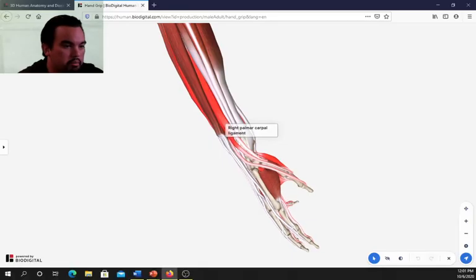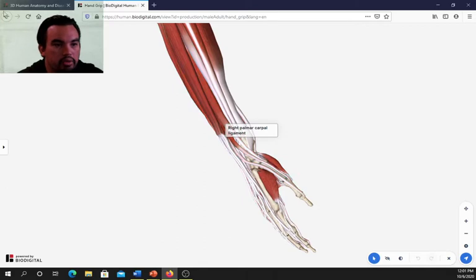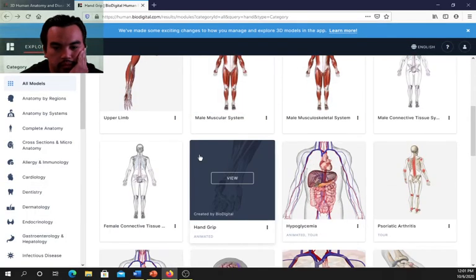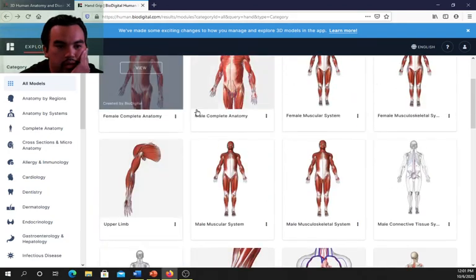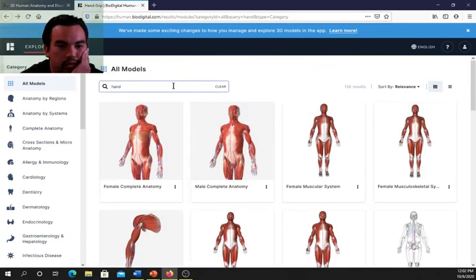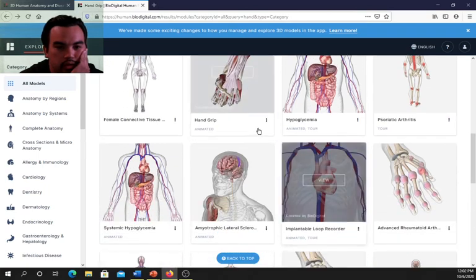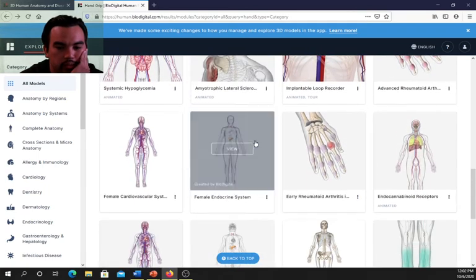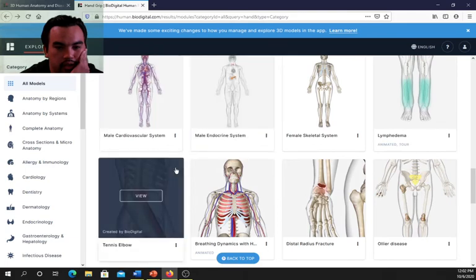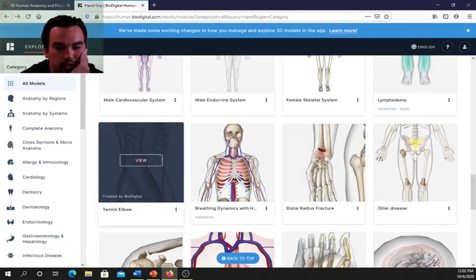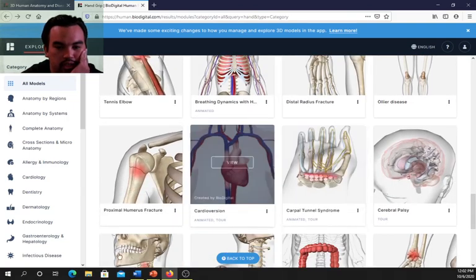So that's the end of the PowerPoint. I think I just wanted to show one more thing really quick, if it's in here. We saw the hand grip. This is a distal radius fracture, tennis elbow. So if you guys aren't on this yet, check out the BioDigital, because it does show a lot of this.